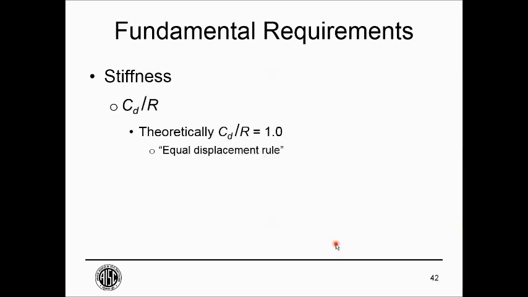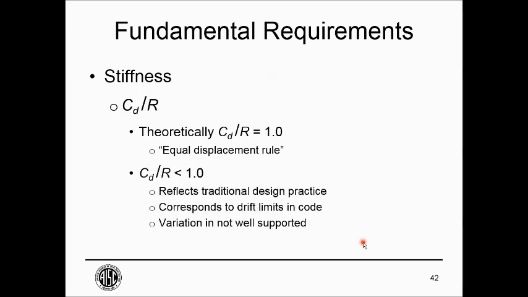C sub D over R theoretically should be 1.0, but we're using a lot of C sub Ds over R that are less than 1.0. There's perhaps not a lot of great justification for that, but it does reflect traditional design practice, and it does get us drifts that correspond to the drift limits in the code. So it would seem, in one sense, pointless to change the C sub Ds and then also change the drift limits so that we're doing exactly the same design. So we've left things as is.